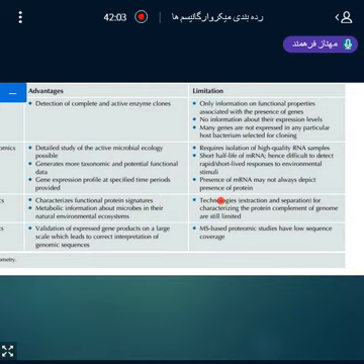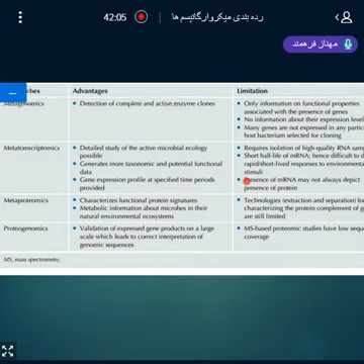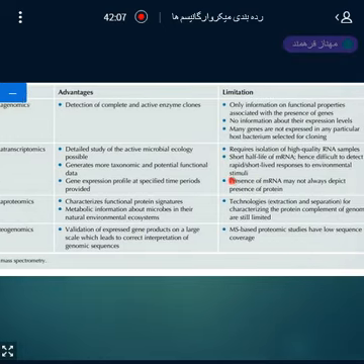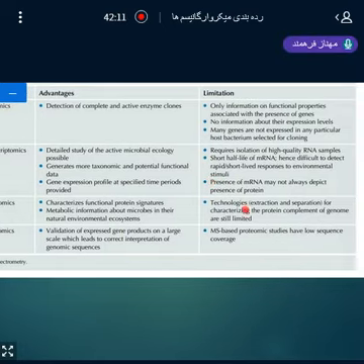The limitation of this technique is contained in metaproteomics technologies. Extraction and separation for characterizing the protein complement of the genome are still limited. So we have some problems with extracting protein, and extraction and separation of protein are also difficult. So we have some limitations for doing that.